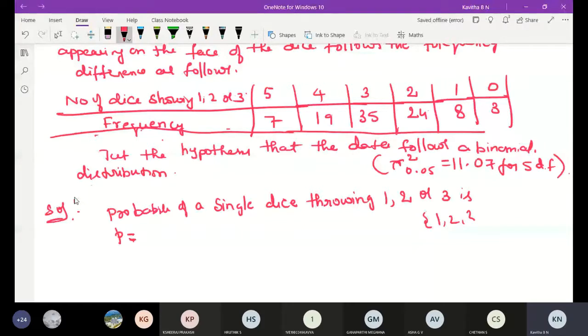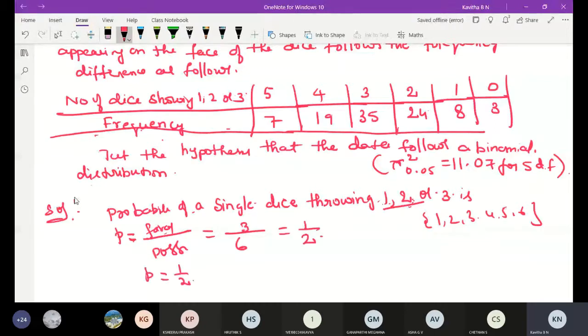The probability of a single dice throwing 1, 2, 3 is favorable cases divided by possible outcomes. Here the possible outcomes are 6. How many favorable elements are present here? 1, 2, 3. So small p is equal to 1 by 2. Then find the q value. Small q is equal to 1 minus p, which is 1 minus 1 by 2. We are getting 1 by 2 only.